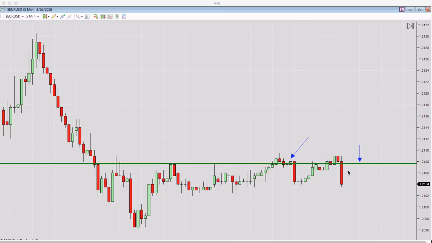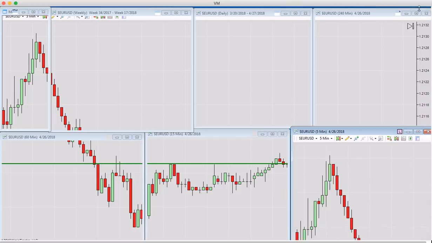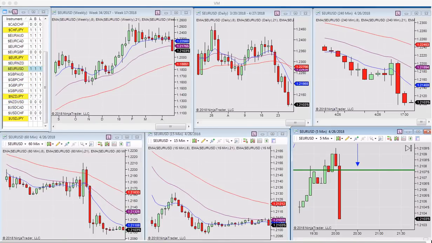Okay, so at this point, I'd be tempted to jump in because it's starting to fall off the plate here. Yeah, I would consider jumping in. So we're going to put Euro US dollar on our watch list.